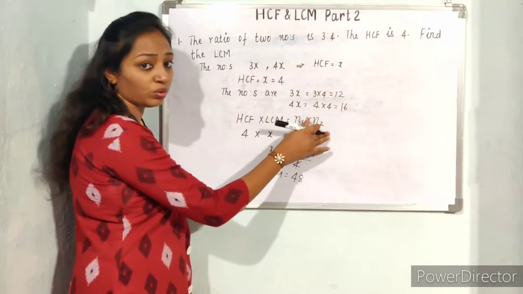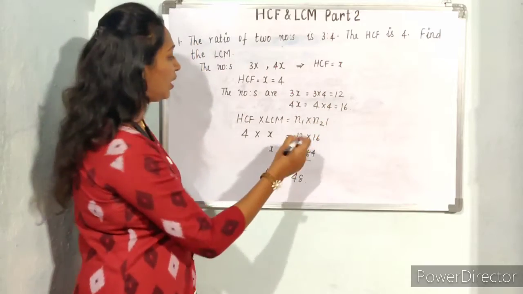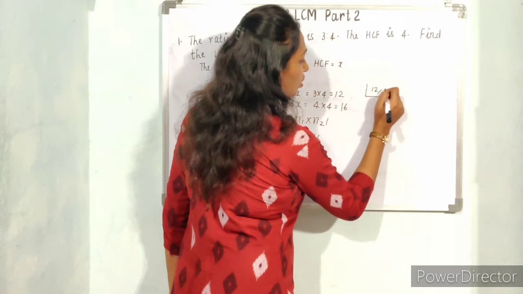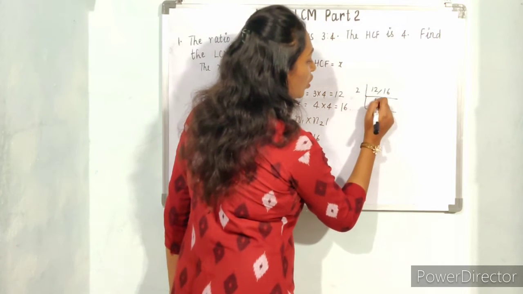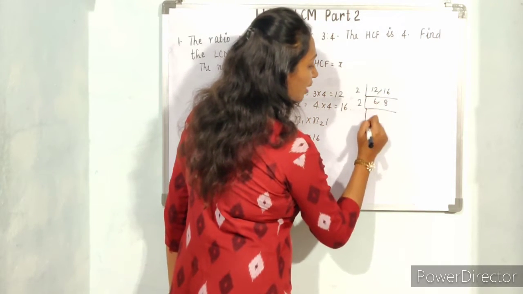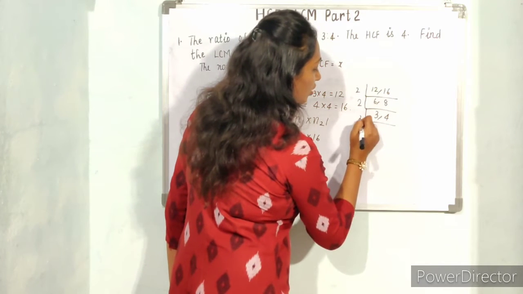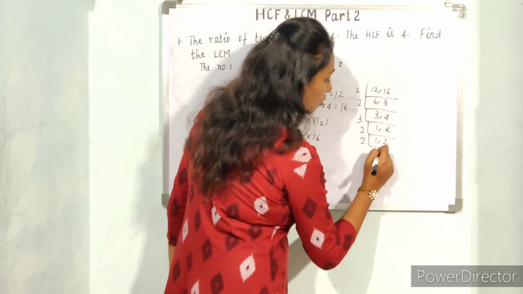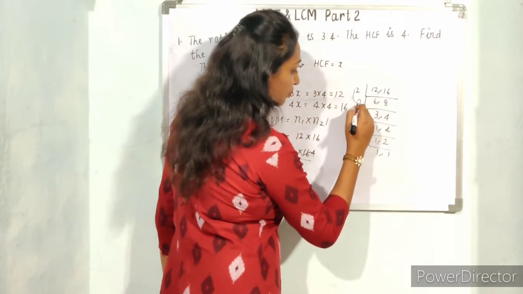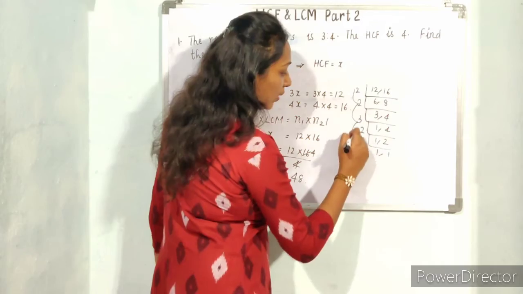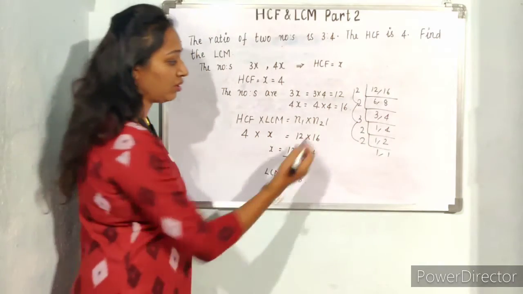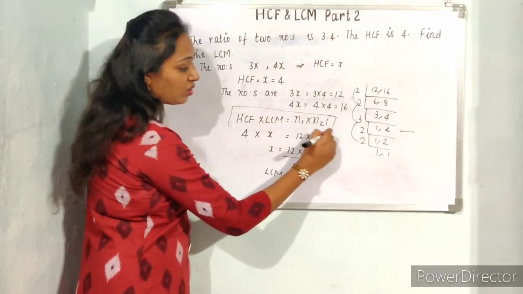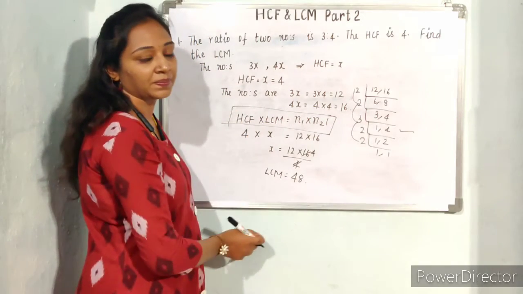Or else, if you don't want to use this formula, you can do it like this. You have the two numbers 12 and 16. Using long division: 2 table goes 6 times and 8 times. 2 table again goes 3 and 4. 3 table goes 1 and 4. 2 table goes 1 and 2, then 2 and 1, 1. So 2 twos are 4, 4 threes are 12, and 12 fours give you 48. Same answer. So you can solve it either this way or using the formula. Using the formula, it's very simple.